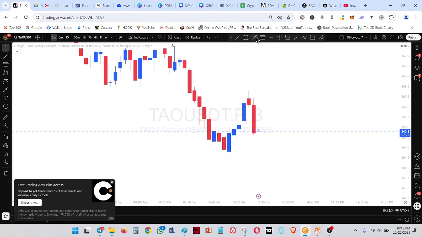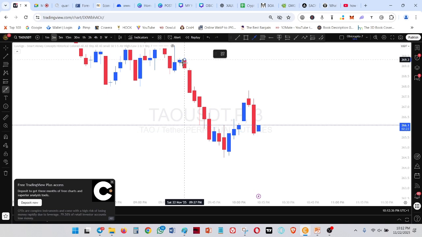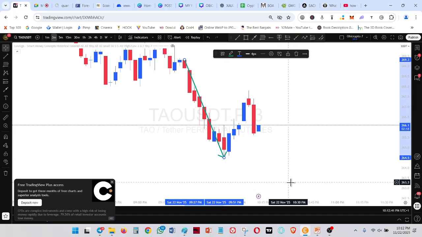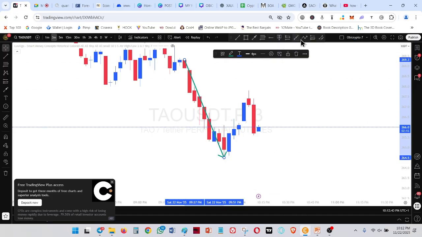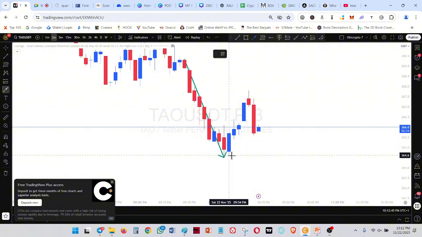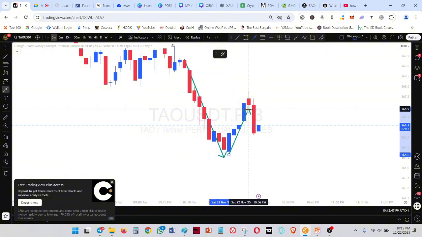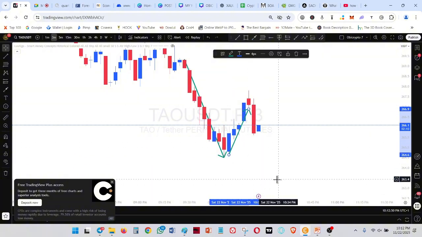If you all agree with me, you will agree that from here to here is a drop. Am I correct? Also, from here to here is a rally. Are we together, guys?